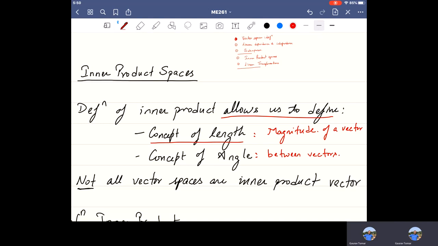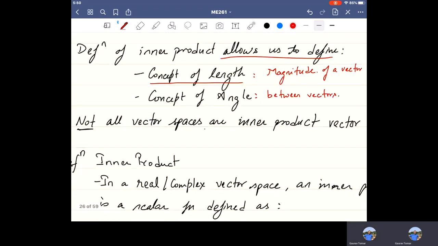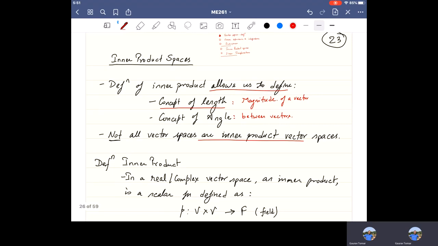That's where it helps. And going by the general definition of vector spaces, not all vector spaces are inner product vector spaces, which essentially means that you cannot define an inner product for all vector spaces. Only a few of them allow that properly.